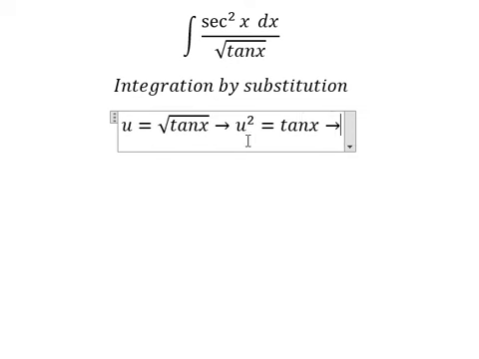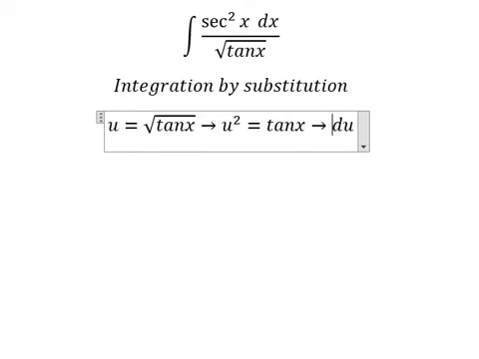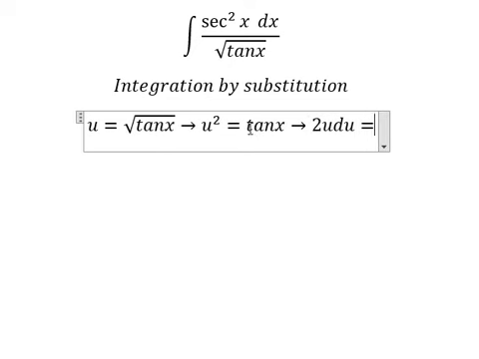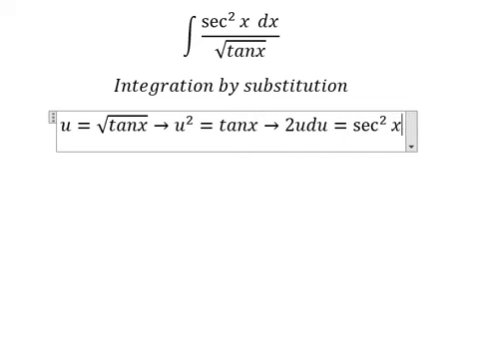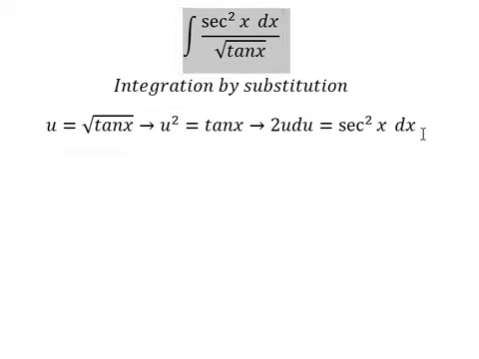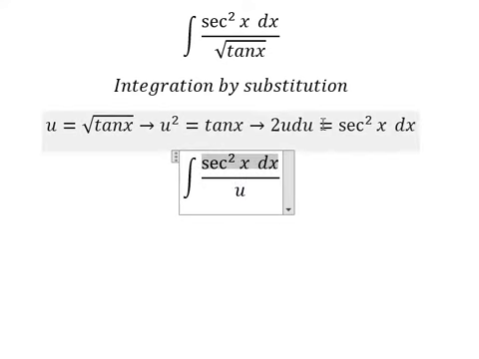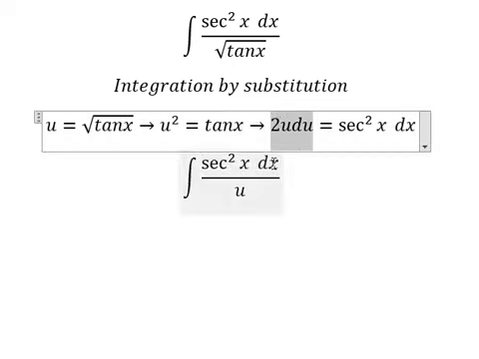Next, we take the first derivative of both sides. The first derivative of u squared is 2u. The first derivative of tan x is secant of x squared dx. This one we change to u, and this one we change to 2u du.